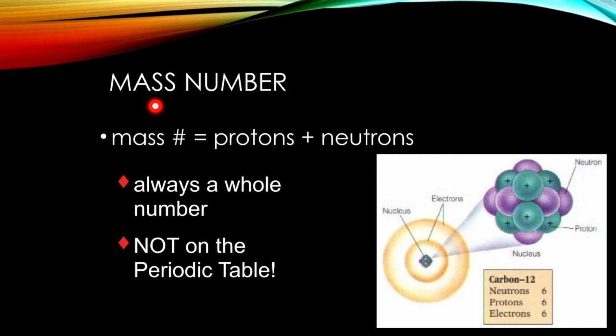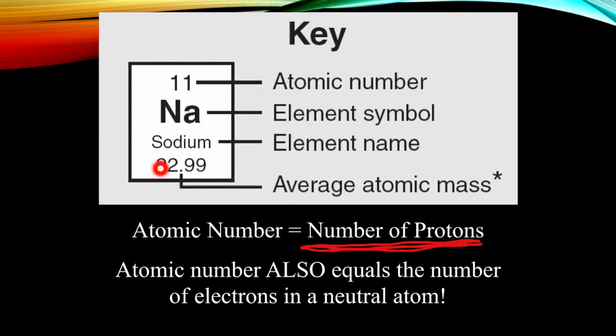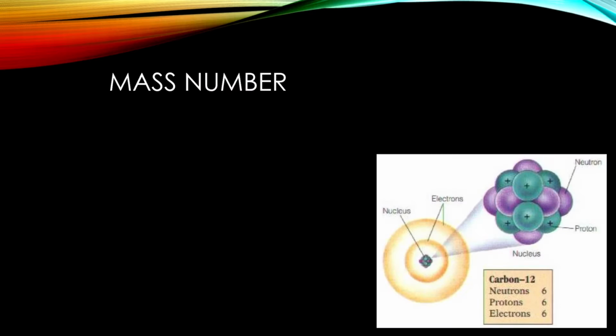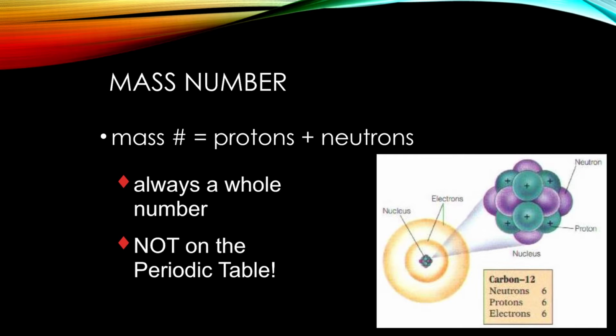The mass number, not to be confused with the average atomic mass, is the number of protons plus the number of neutrons. The mass number is always a whole number. It is not on the periodic table. So for sodium, it wouldn't necessarily be 22.99. It might be 23, it might be 24, it might be 22. Let's look at this example here.